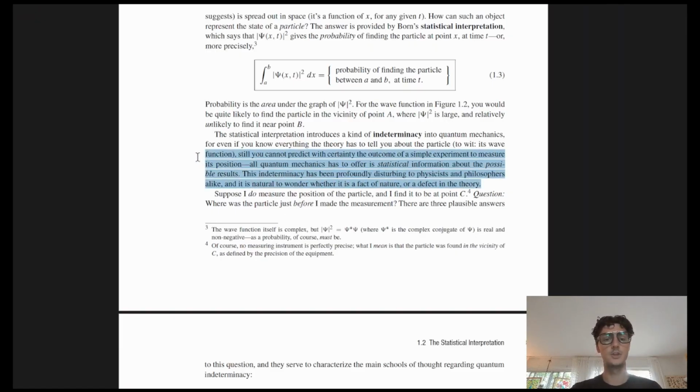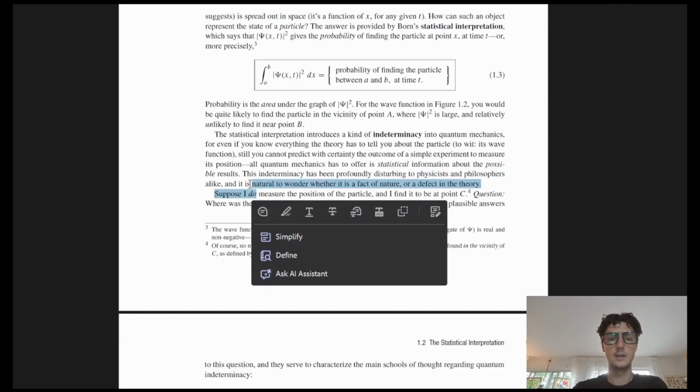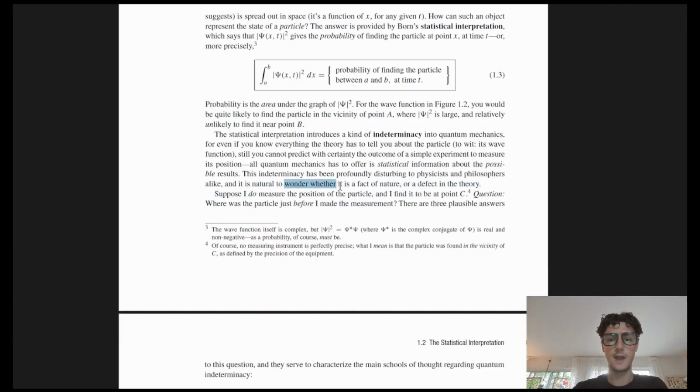This is crazy. This gives me chills just reading it. This theory, which is the one that has given the best results in nature, tells you that there's some kind of indeterminacy going on. And also it tells you this fact has been disturbing to physicists and philosophers. And they tend to question whether this is a fact of nature, this is how nature actually works, or there's something wrong with quantum mechanics. Very interesting way to start the chapter.